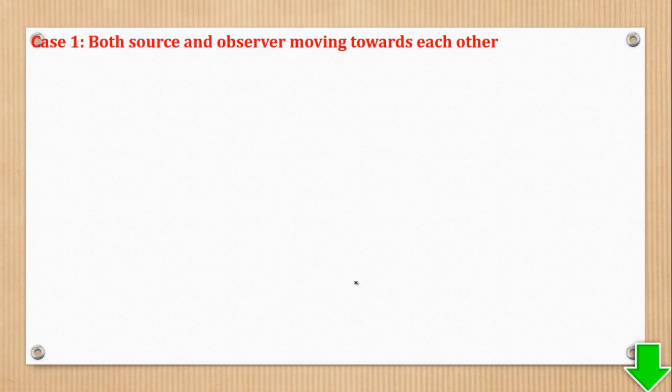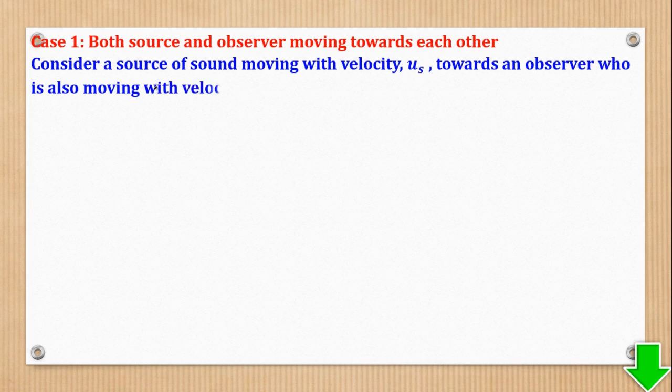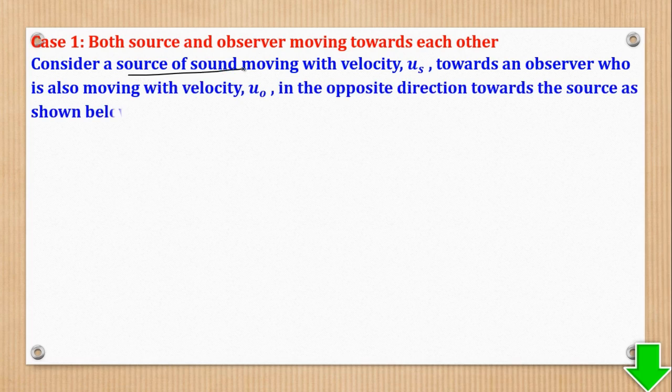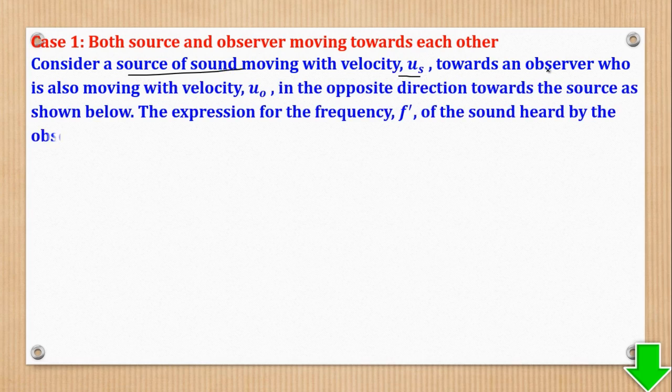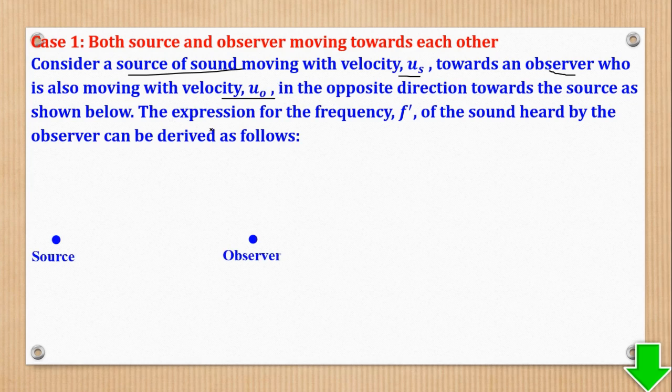So we shall look at cases. One is the case where both the source and the observer are moving towards each other. Consider a source of sound moving with velocity Us towards the observer, who is also moving with a velocity U naught in the opposite direction towards the source, as shown below. So you have the source, we also have the observer, they are moving towards each other. The source has a velocity Us and emits sound of frequency f. The observer has a velocity U naught.